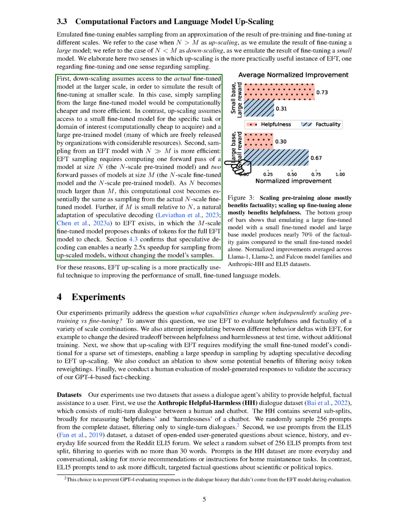Moreover, if the fine-tuning scale is small relative to the pre-training scale, we can adapt speculative decoding to EFT, where the fine-tuned model proposes chunks of tokens for the full EFT model to check. This can speed up sampling from upscaled models by nearly 2.5 times, without changing the model samples.